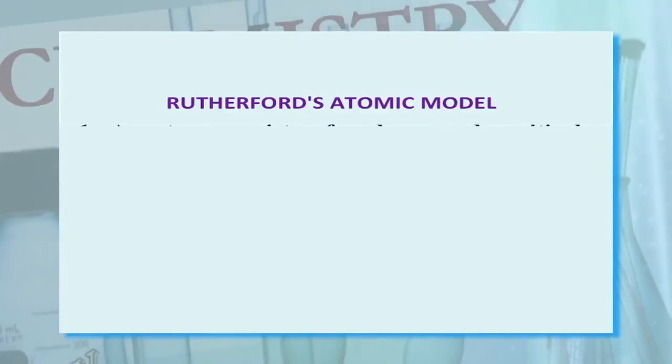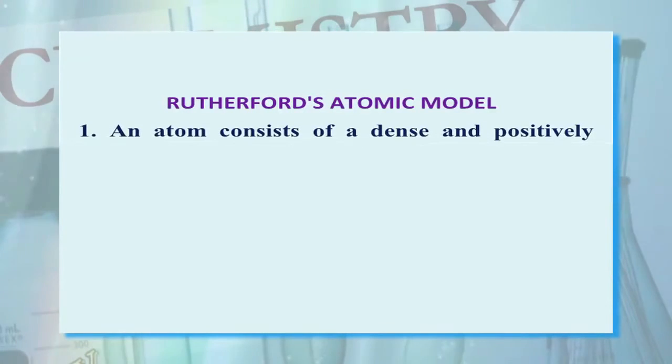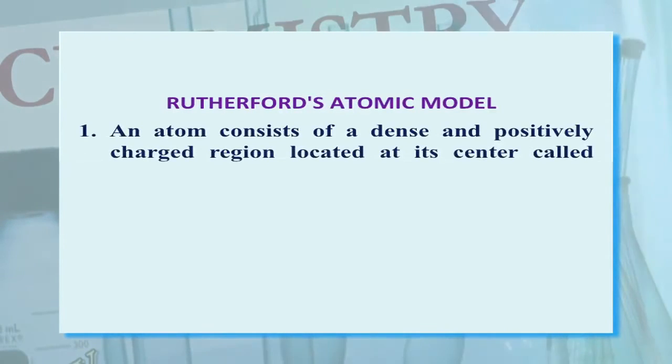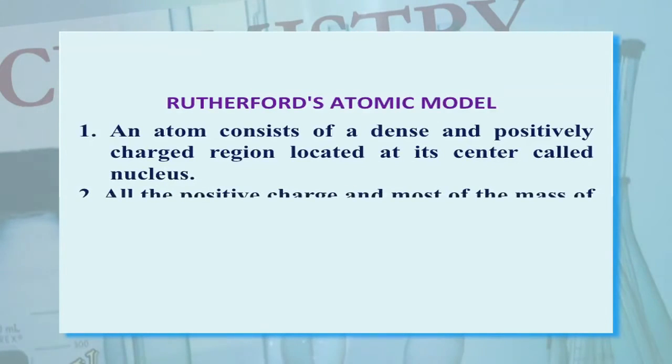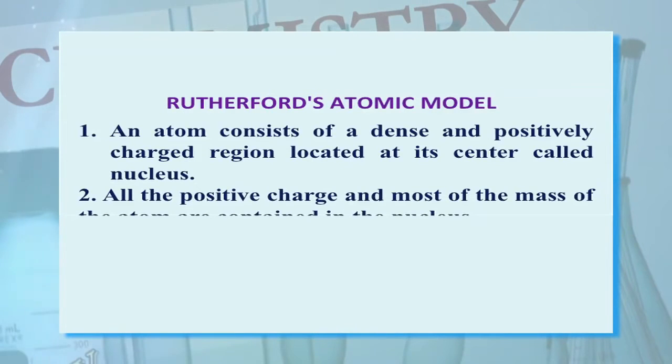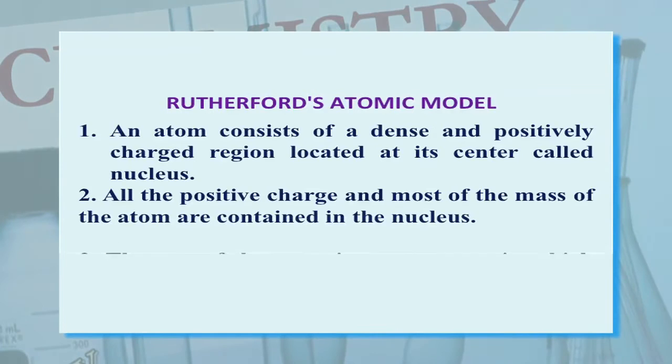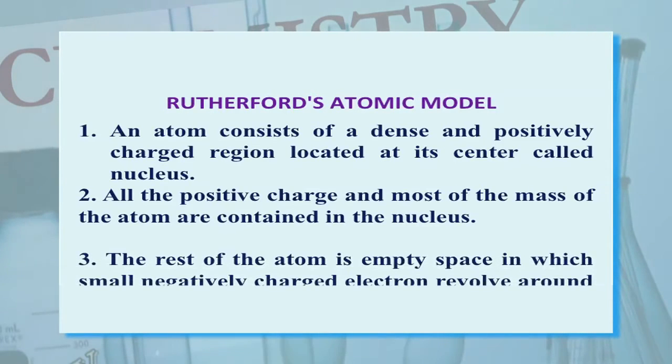On the basis of this observation, the Rutherford model is like this. First, an atom consists of a dense and positively charged region located in its center called the nucleus. All the positive charge and most of the mass of the atom are contained in the nucleus. The rest of the atom is empty space in which small negatively charged electrons revolve around the nucleus.